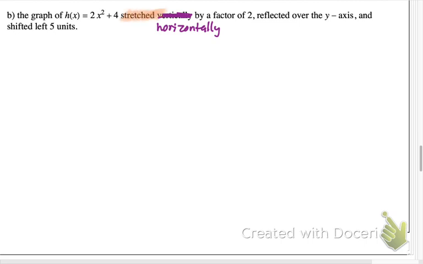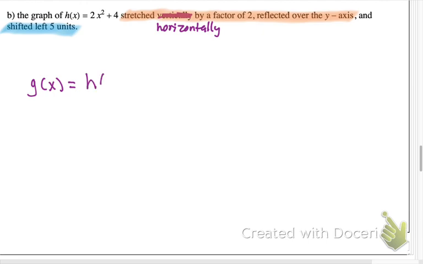Okay, so we're stretching horizontally by a factor of 2, and then a horizontal reflection over the y-axis. So those are horizontal transformations. And then I'll highlight in blue, we're also shifting left 5 units. Now, we're looking for a graph. We're looking for the function g of x. That's a transformation of h of x equals 2x squared plus 4.